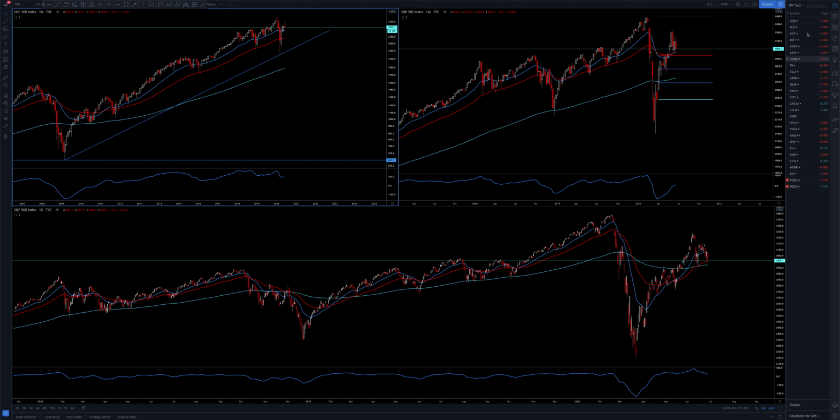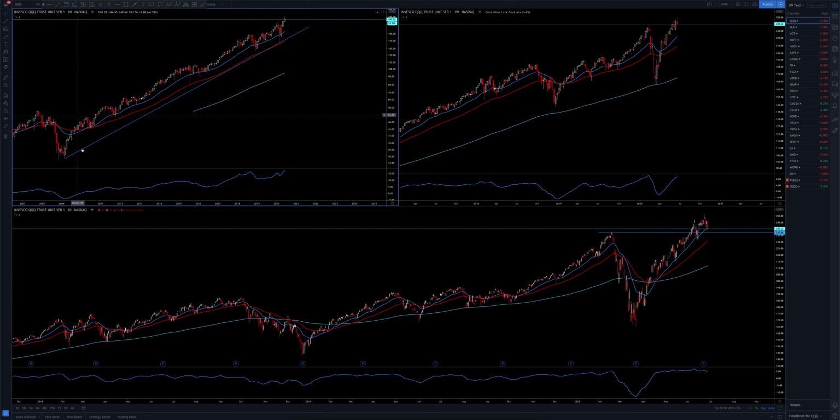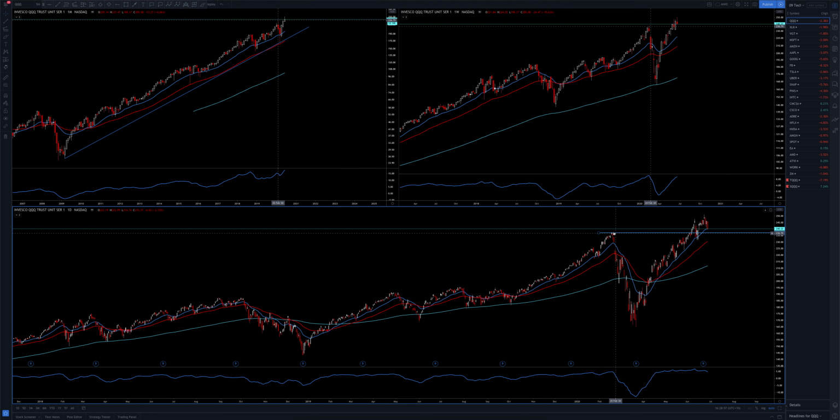So technology, where are we? Here we go. QQQ, which is a very well-known technology ETF. I think this is the largest. You can see here on the daily time frame, we clearly broke higher than this previous high. We had this sell-off back in Feb, March, and this pullback now. And if you measure, we've had a 52% pullback.